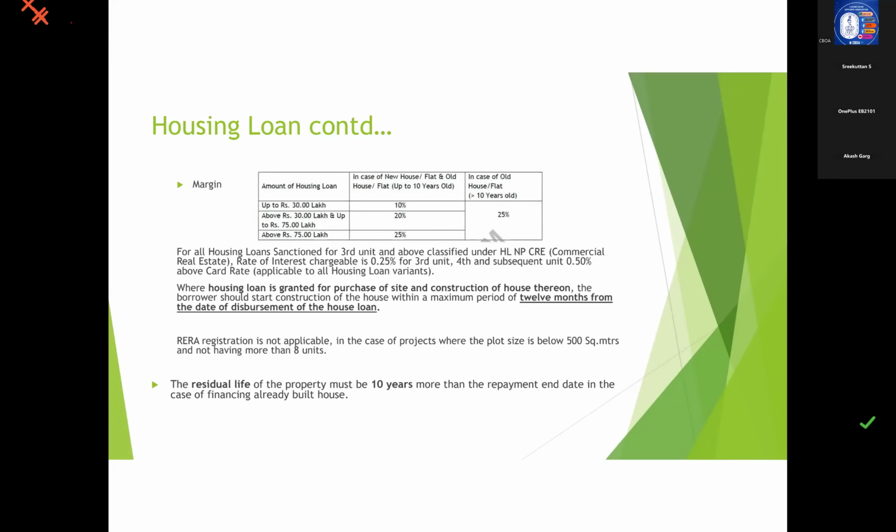So the residual life of the building should always be 10 years more than the repayment end date. If the residual life of the building is 30 years, you can give a maximum repayment tenor of, say, 20 years. If the residual life is 15 years, you can give a maximum repayment tenor of 5 years. So that is the concept. I think up to this point, everyone is clear.